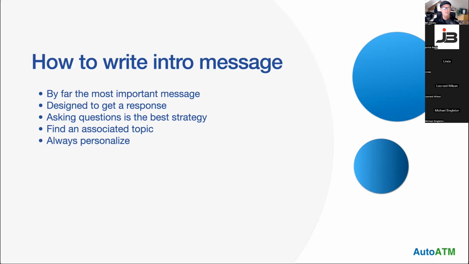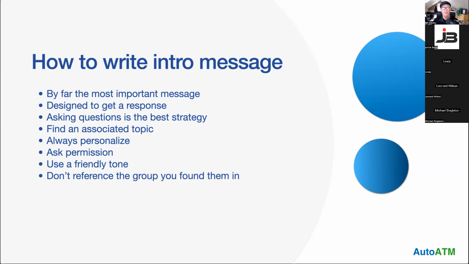You'll always want to personalize it. So you've seen me talk about the ability of the tool to personalize messages. That's really, really important. Always, always, always personalize. You always want to ask permission. Okay, so this is a very important thing. You're asking for the permission to continue a conversation with them, and leading them towards your call to action. And then use a friendly tone. Friendly tone is really important. So you want to be as friendly as you possibly can in that first intro message.